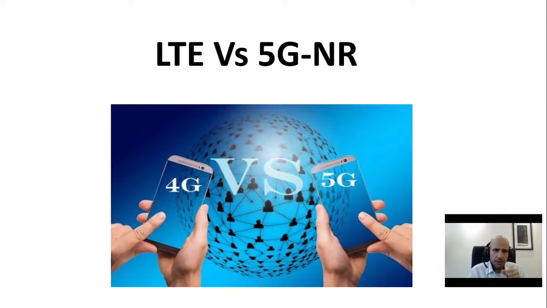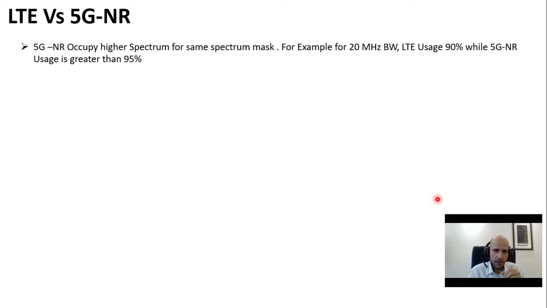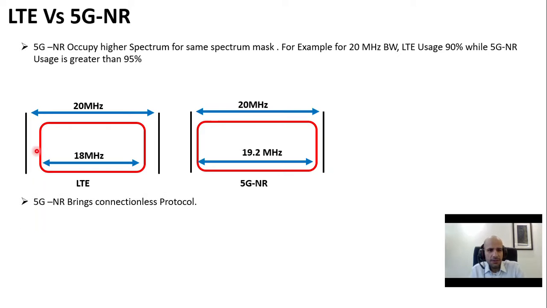Here I'm going to explain the difference between LTE and 5G. The first difference is that 5G NR occupies higher spectrum for the same spectrum mask. For example, for 20 MHz bandwidth, LTE usage is 90%, while 5G NR usage is greater than 95%. So here you can see that in the same bandwidth, if you use 20 MHz in 4G and 5G, in LTE the bandwidth will be 18 MHz and 2 MHz will be used for the guard band. But in 5G it will use 19.2 MHz, meaning 0.8 MHz will be used for the guard band.